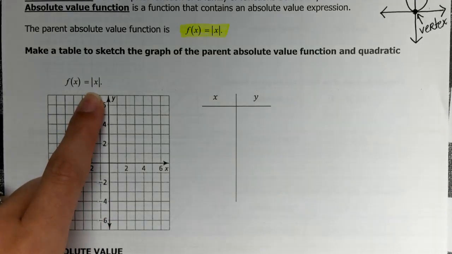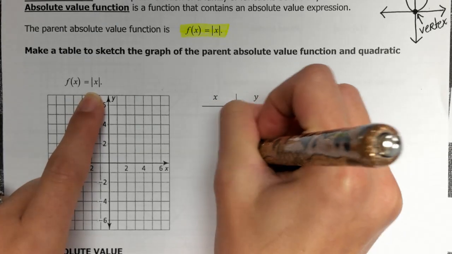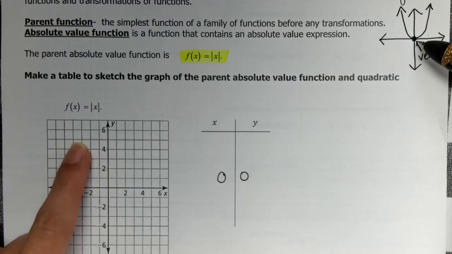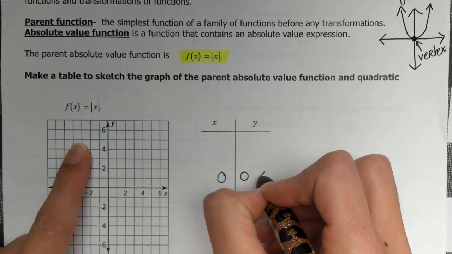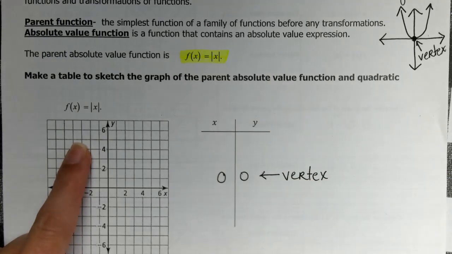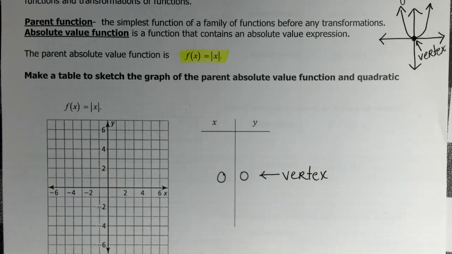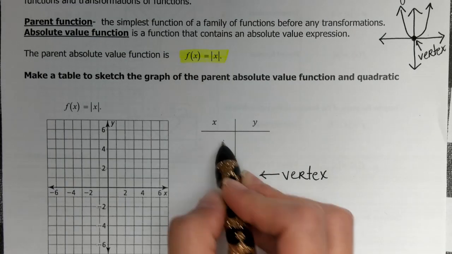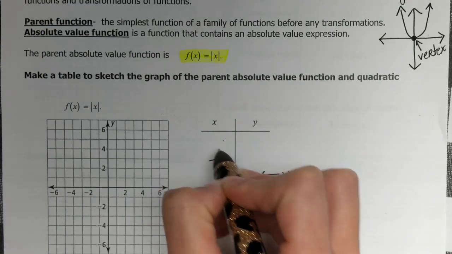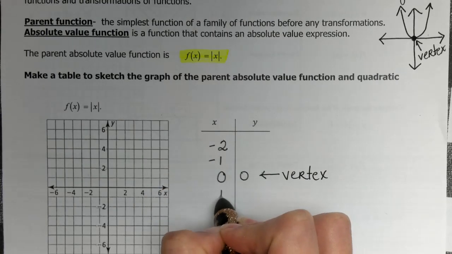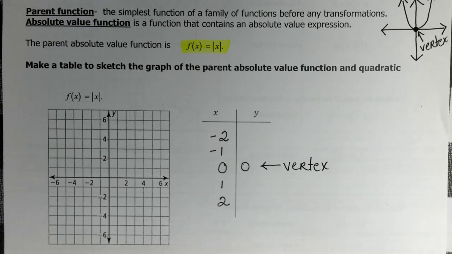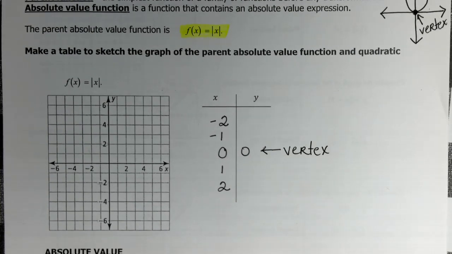So we're going to start with absolute value. I'm going to tell you right now your vertex is at the origin, just like the parent function for a quadratic is at the origin. So the vertex is at 0, 0. When we build our table for absolute value, I'm going to do 2 points above and 2 points below. So I'm going to use the x values -2, -1, 0, +1, +2.